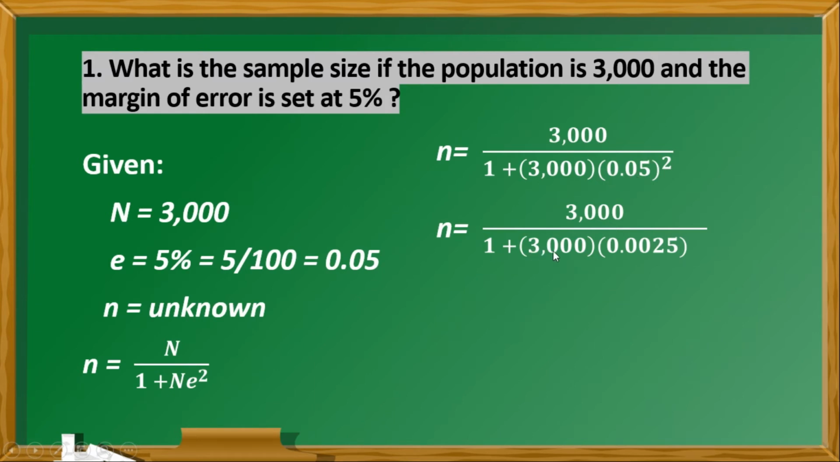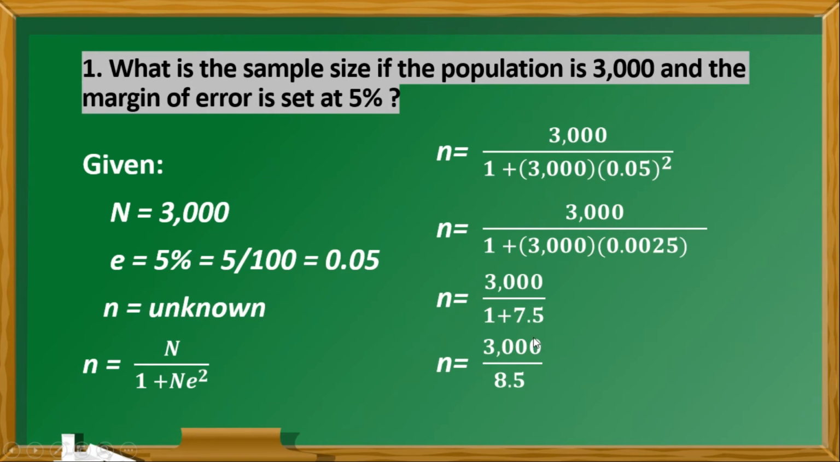Okay? Ngayon naman, i-multiply natin ang 3,000 sa 0.0025. So, anong sagot? It's 7.5. Ayan. Yun yung pinalitan ulit natin dito. At natira yung 3,000 at yung 1. Ngayon, i-add na natin to. 1 plus 7.5 is equal to 8.5. At ganun pa rin yung numerator natin. Hindi pa natin ginagalaw. Ayan.